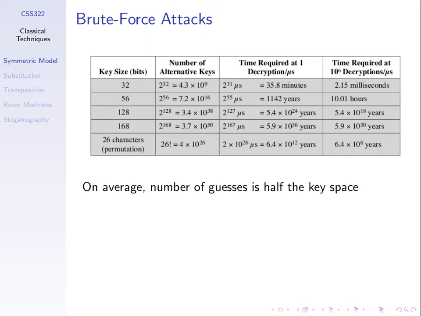Okay? If I had many computers, and I could go much faster, with much faster computers, such that I could decrypt 1 million ciphertexts per microsecond, that's 1 million times faster than this column, then it would take 2 milliseconds to decrypt, so almost no time.